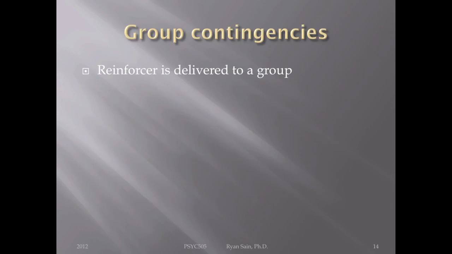With group contingencies, a reinforcer is delivered to a group. However, it is contingent on one person's behavior. Sounds kind of like the military, right? Because that's the idea. One person has to do the right thing, and everybody earns a reward for it. That's one way to do this.